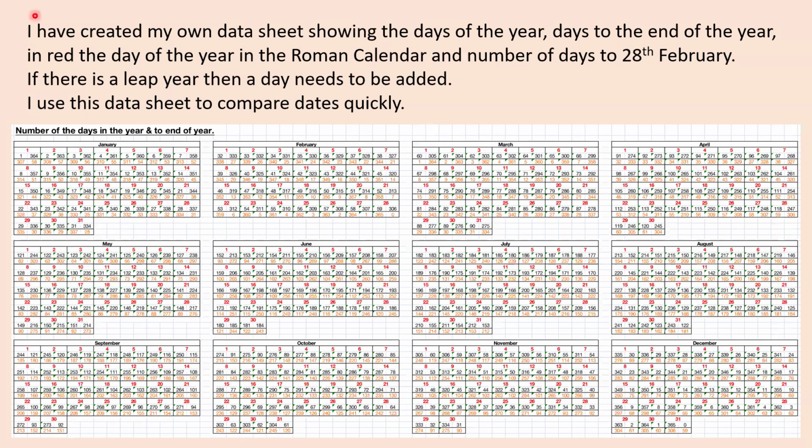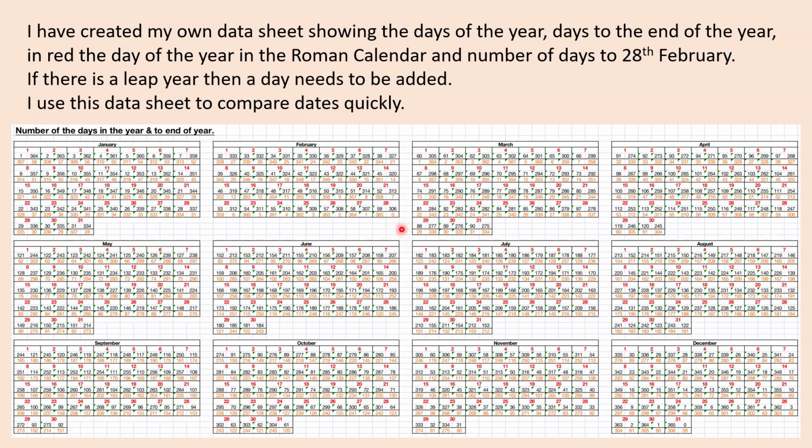So again, I've created my own data sheet showing the days of the year, days to the end of the year, and in red, the day of the year in the Roman calendar and the number of days to the 28th of February. If there is a leap year, then a day needs to be added. I use this data sheet to compare dates quickly. So I hope you can see this.